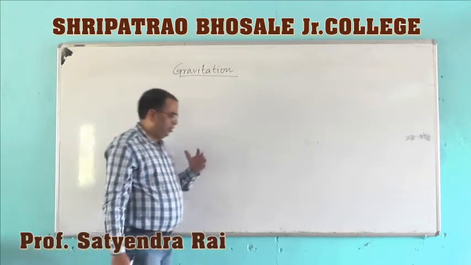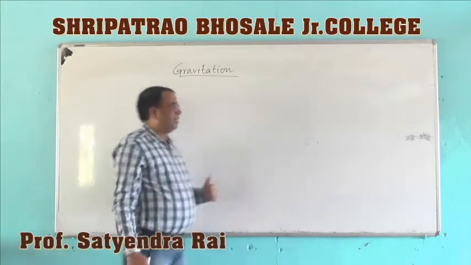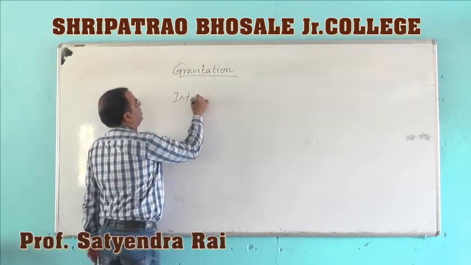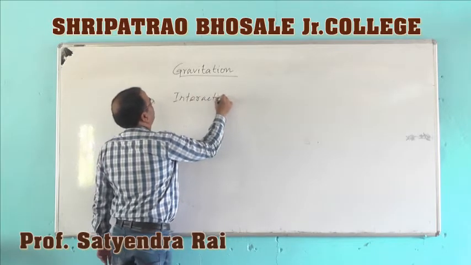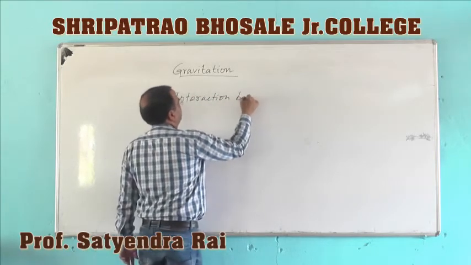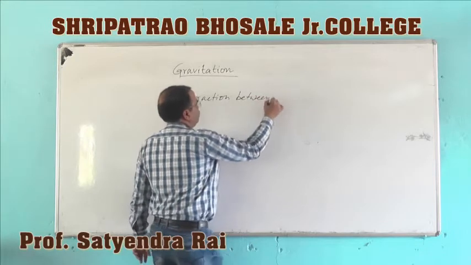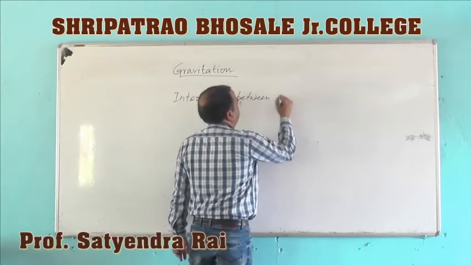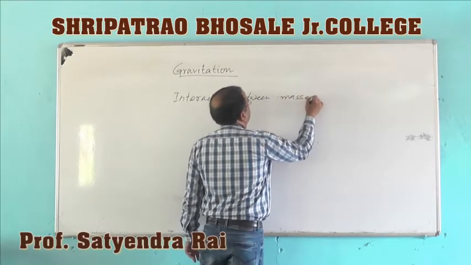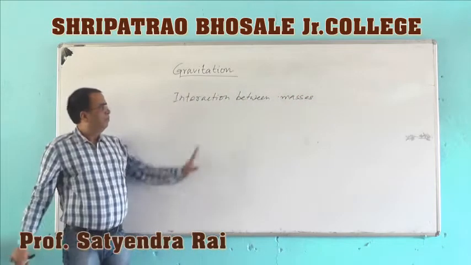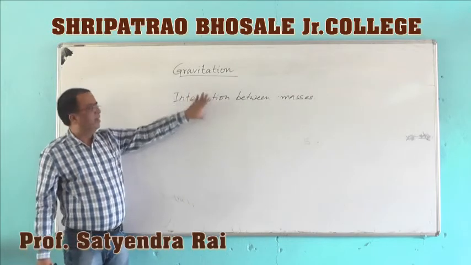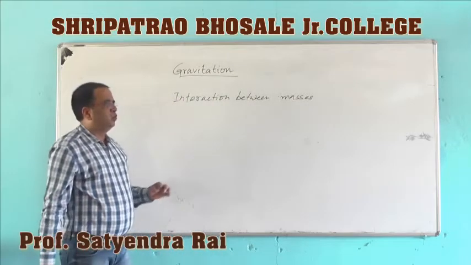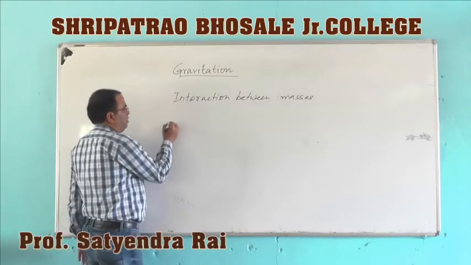Gravitation is an interaction between two or more mass particles, between the masses. Gravitation can be defined as an interaction between the masses, any two masses, however small they may be.